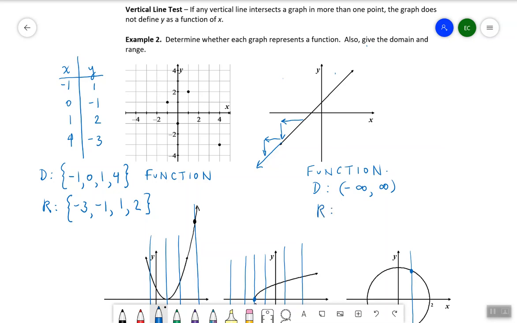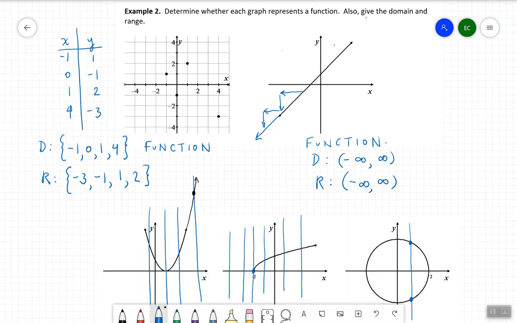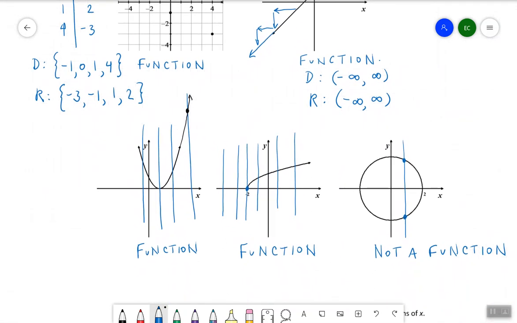For the range, it would be the same. This time, the only difference is that now we're looking down to -infinity and up to +infinity. That would be the directions for the y values for the range. So notice now we're writing domain and range in interval notation instead of set notation like the previous graph. Okay, so let's keep going here.